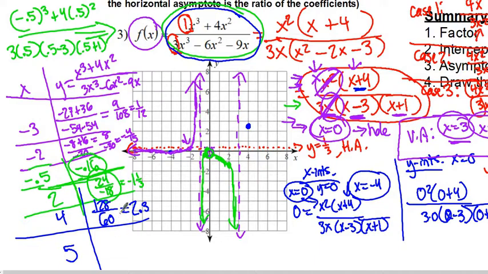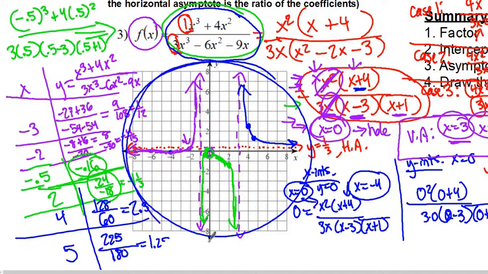So if we plug in 5, what's that going to be? 125 plus 100 is 225, and the bottom is going to be 375 minus 150 is 225, 225 minus 45 is 180. So that's about 1.25. Okay, so that tells us what we needed to know. It tells us that we're going to go down like that, and we have to go up like that. So this right here is the graph.